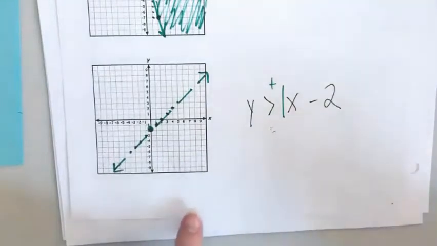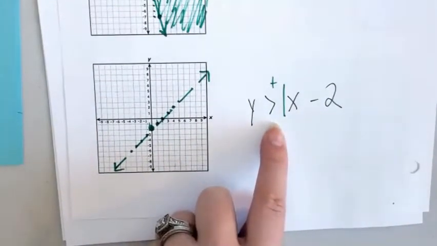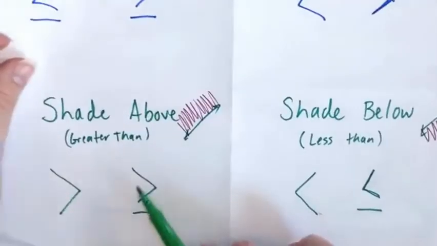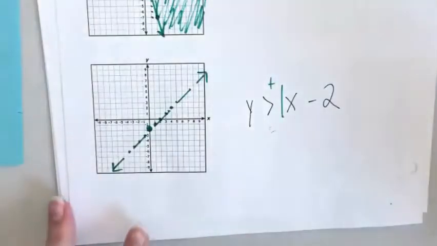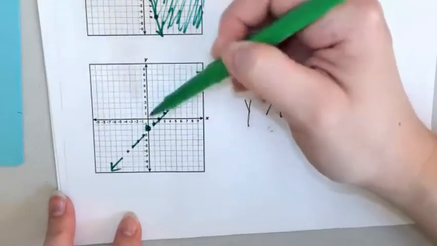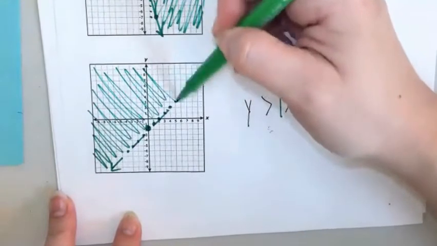Dashed line there. And then where should I shade? Well, this said greater than. So greater than, we want to think above or below. We want to think above. So greater than in our chart was always shading above. So you're going to go on your line, think about where is the above side. That'll be this side over here. And shade.